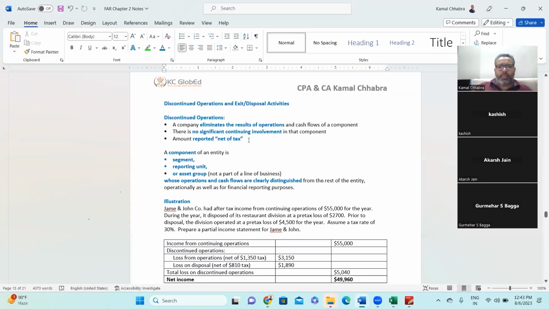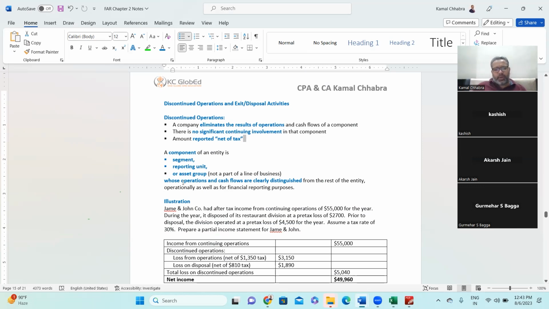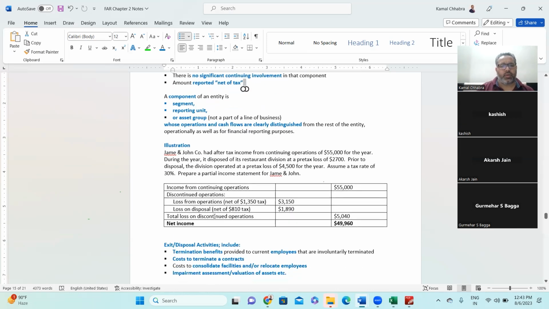So the amount must be reported net of taxes. Then a component can be a segment, a reporting unit, or a group of assets, whose operations and cash flows are clearly distinguished from the rest of the entity's operations as well as for financial reporting purposes. So there's an example, or you can say an illustration, over here.